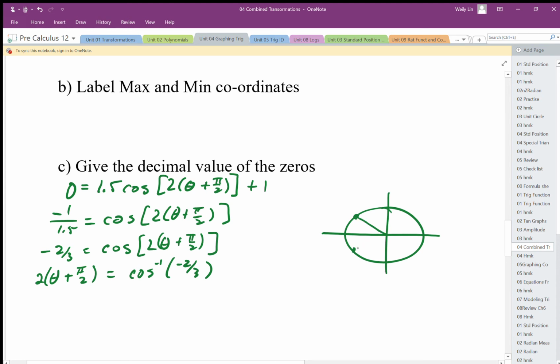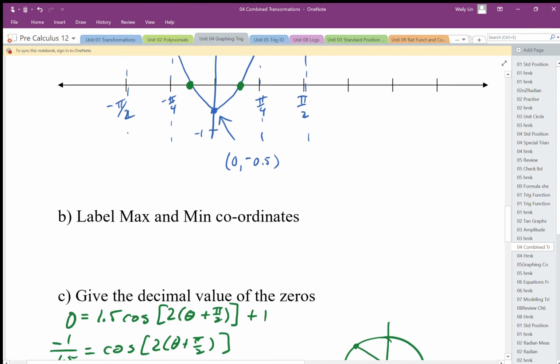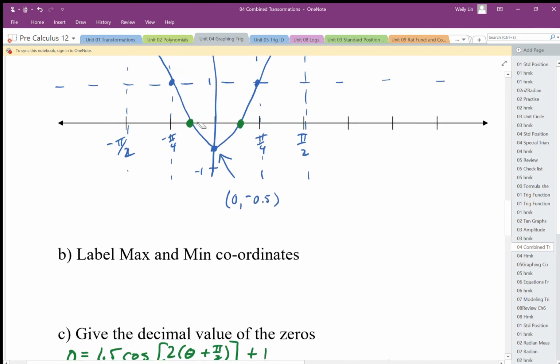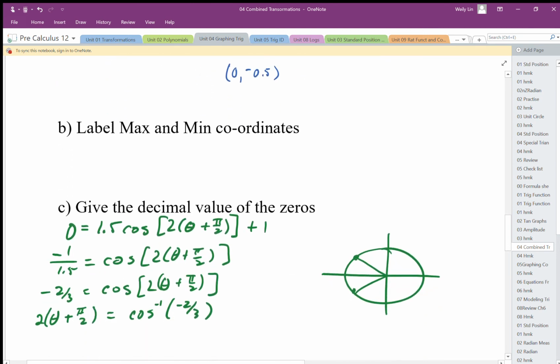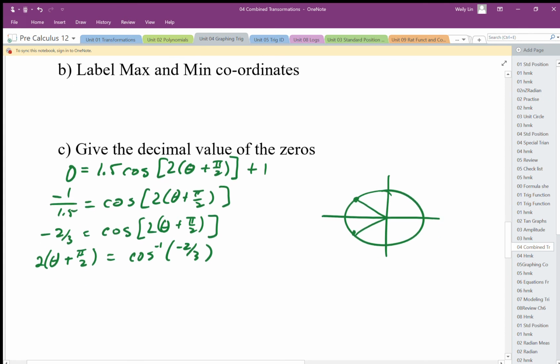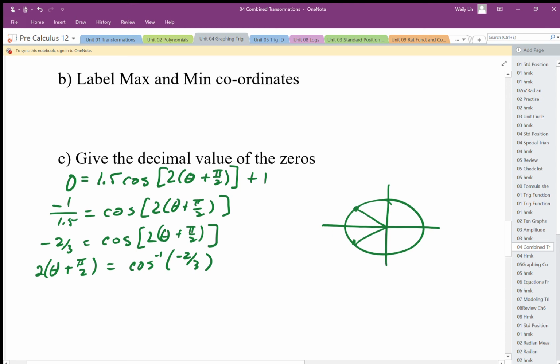And so there are two positions. Remember, there are always two positions when I solve for arc cos. And if I take a look at my graph, yeah, there are two positions right here. So I'm going to plug those in. Did I do this right? Yeah. Okay, so I'm going to solve this by plugging into my calculator. I'm going to find my calculator here. So the arc cos of negative 2/3 on my calculator.